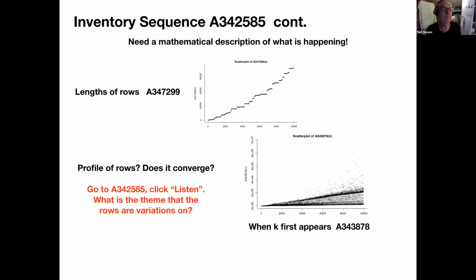We can look at various parameters. We can look at the lengths of the rows, and this is what they look like. Well, all right, they're increasing, but in a kind of staccato, peculiar way. You can look at when K first appears, and you get a rather messy thing. And what about the rows themselves?